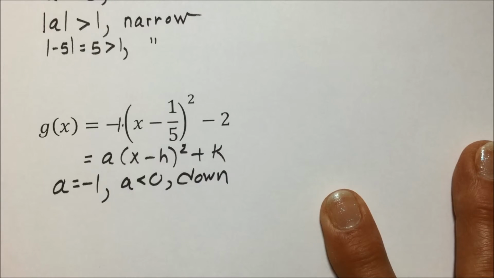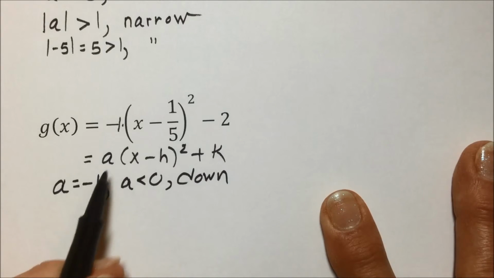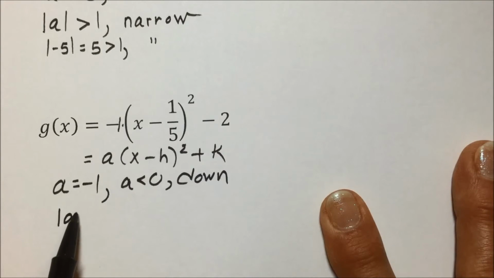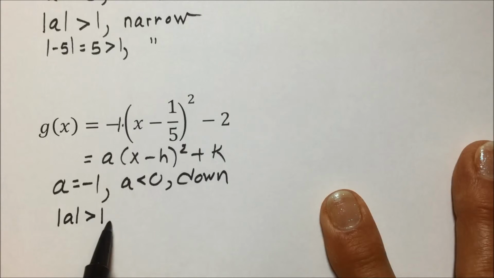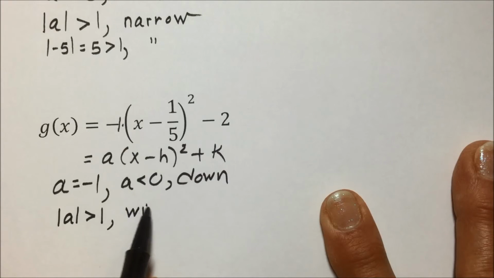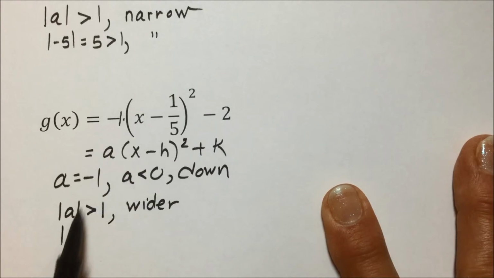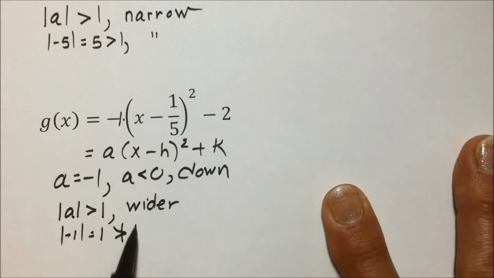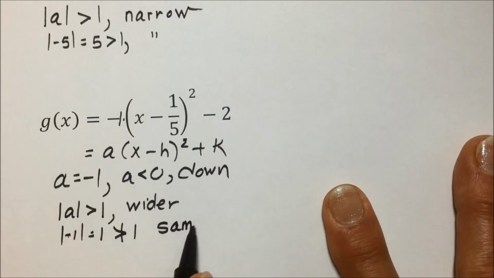Wide or narrow, if our absolute value of a is greater than 1, it will be narrower. Well, if we plug in the negative 1, the absolute value is 1, 1 is not greater than 1, it equals 1, which means it will be the same shape as the basic quadratic function of f of x is equal to x squared.